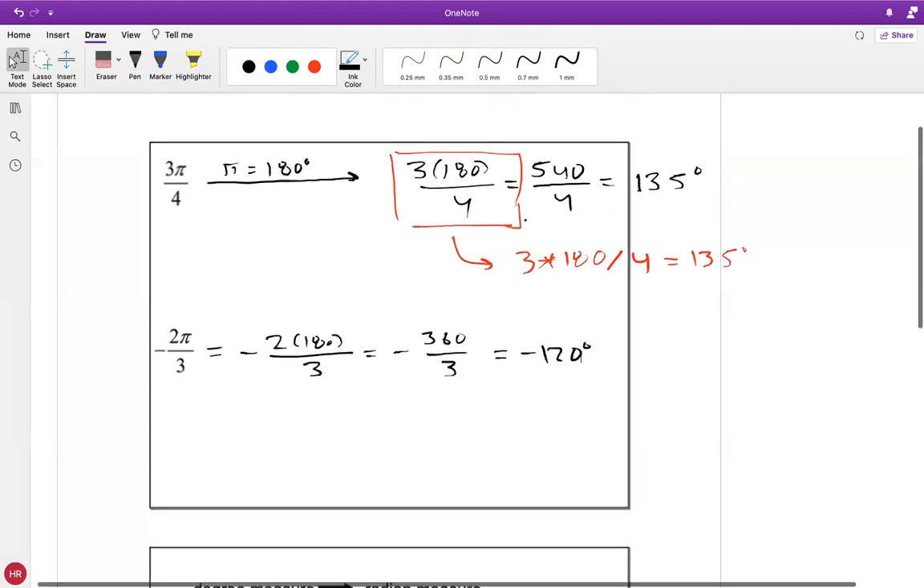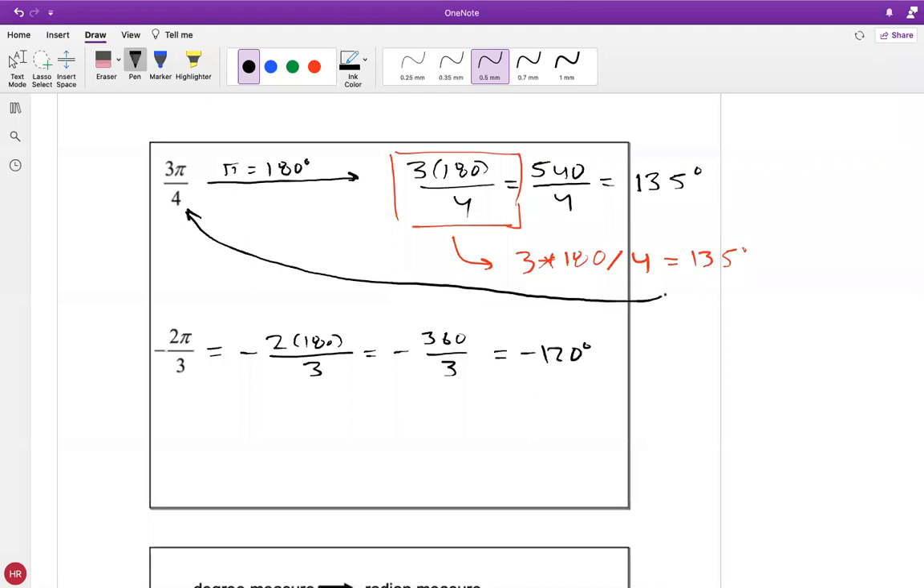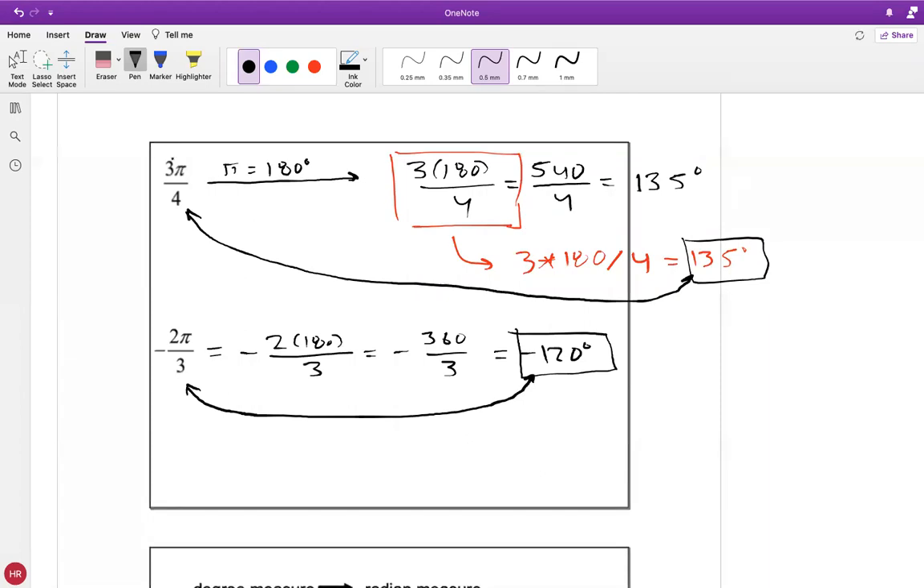So 3 pi over 4 is equal to 135 degrees. Negative 2 pi over 3 radians is negative 120 degrees. I do those arrows so you know that the question was how many degrees is this, and these are the answers. This many radians is this many degrees. This many radians is this many degrees.